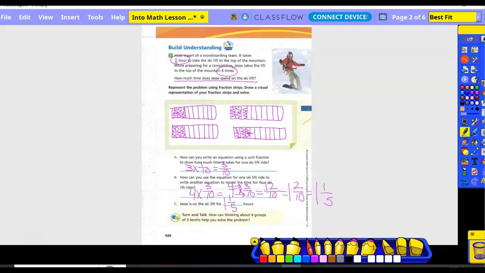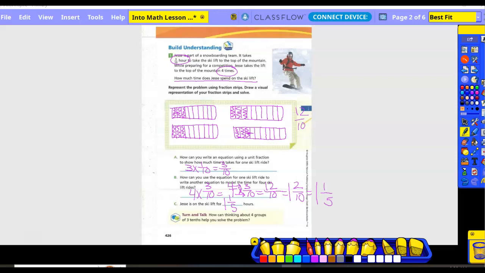Now going back up here real quick, guys. How many did I color in? How many 1/10 in my boxes? 12. 12 tenths. Okay, and then does that match up down here? Yes.